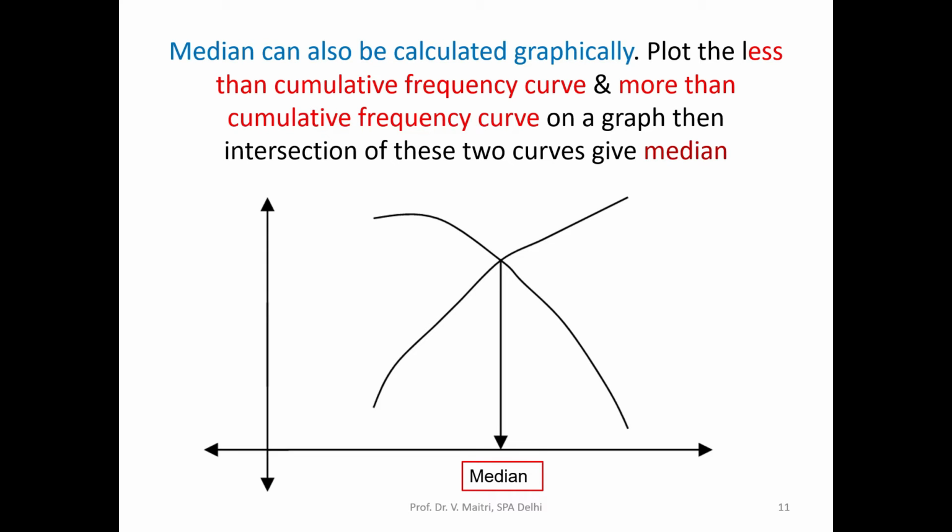We can also calculate the median graphically, that is, we can plot the less than cumulative frequency curve, as well as draw the more than cumulative frequency curve. On that graph, at the intersection of these two curves, you just draw a line here, and this value will be the median. It is very simple, you can get the median directly from there once you draw the cumulative frequency curves.